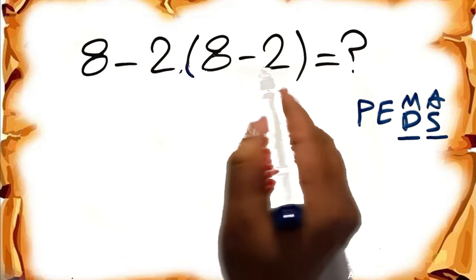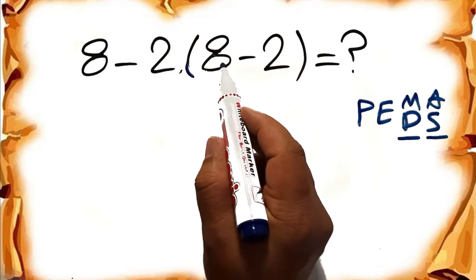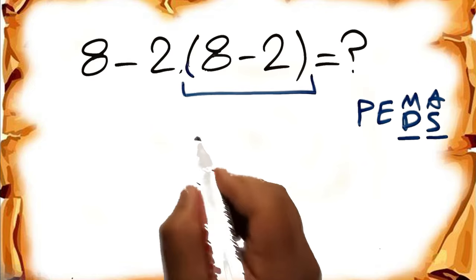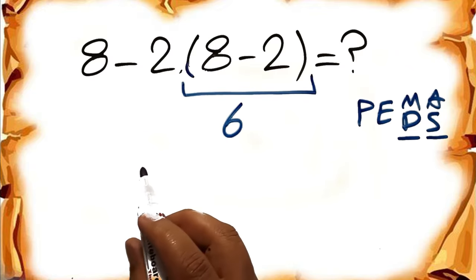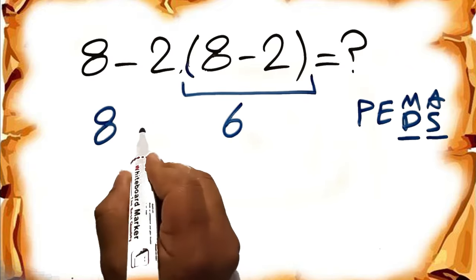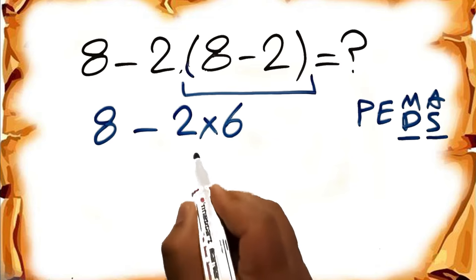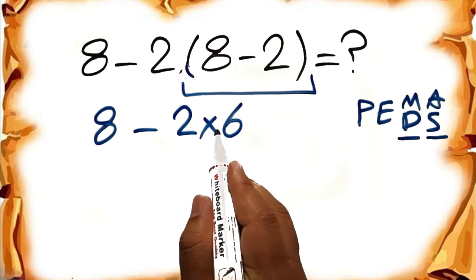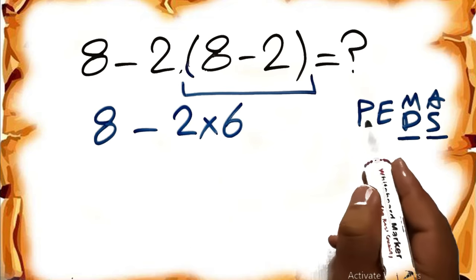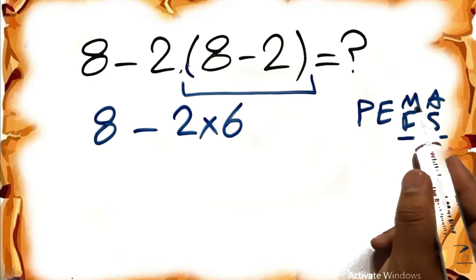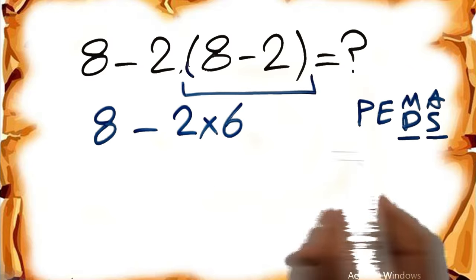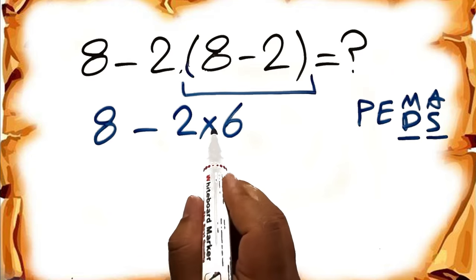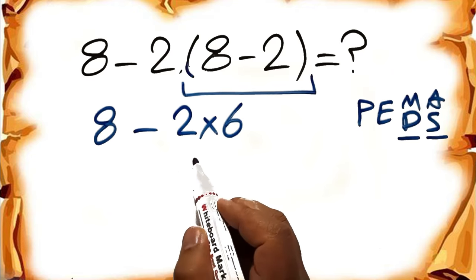So first, this parentheses. Inside the parentheses, we have 8 minus 2, which equals 6. So we have 8 minus 2 times 6. Now we have one subtraction and one multiplication. In PEMDAS, multiplication comes before subtraction. So, in this case, we have to do this multiplication.